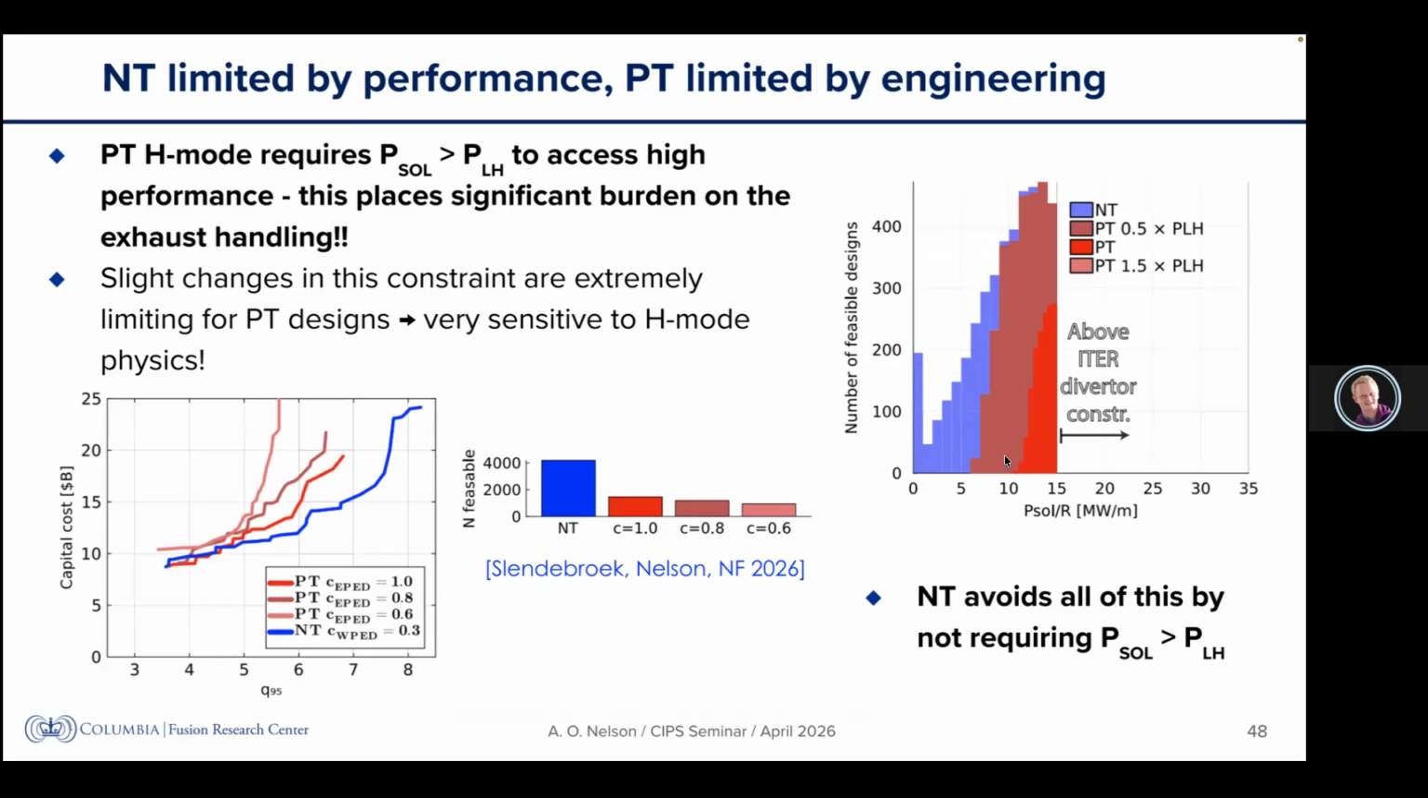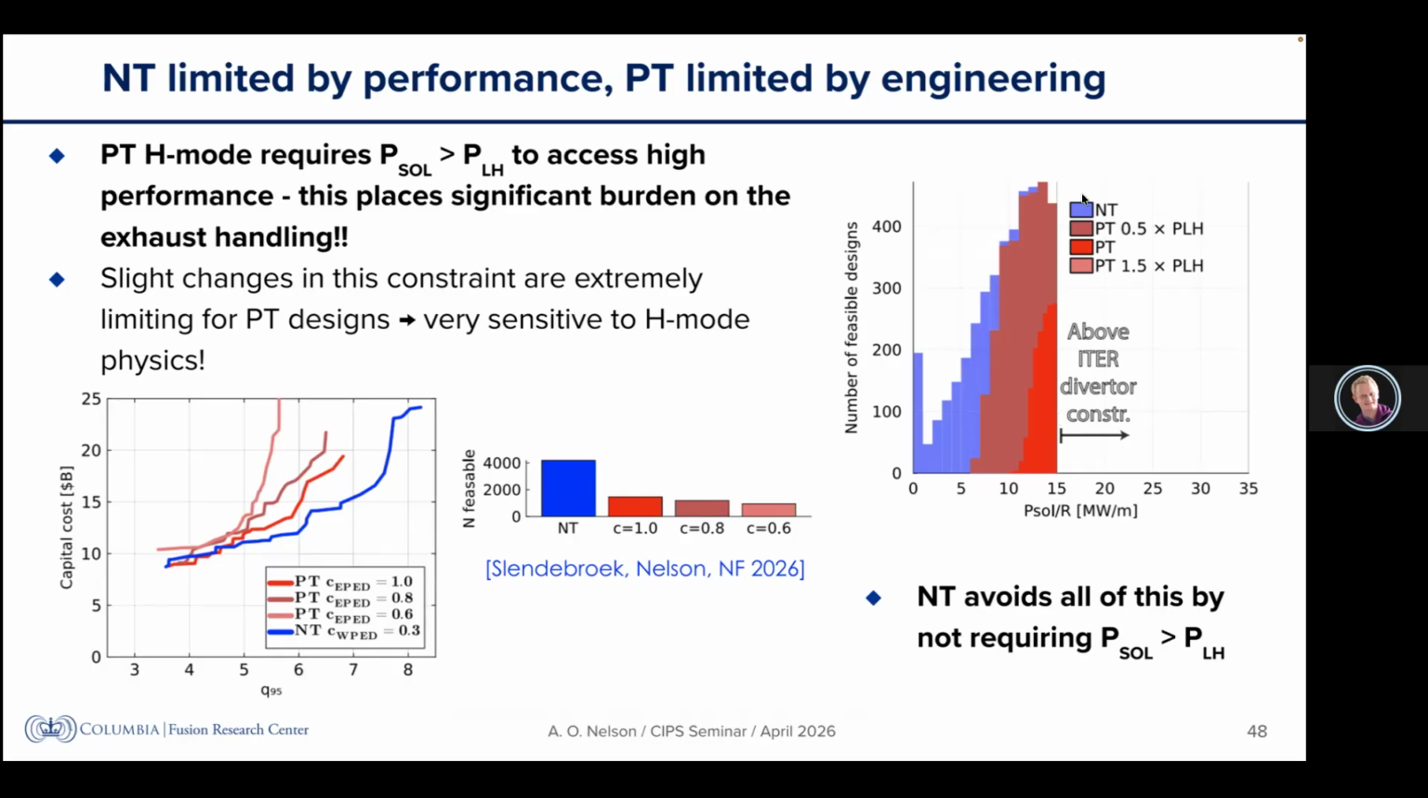In positive triangularity, these are all pushing up against this limit. And if that limit is wrong, right? So if our fundamental physics-based empirical scalings for what this LH fraction is and how much power you actually need are wrong by a factor of 50%, all of the positive triangularity designs disappear. And you just can't find one that's compatible with your divertor.